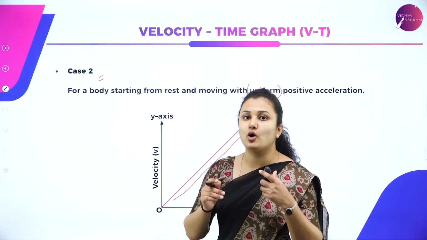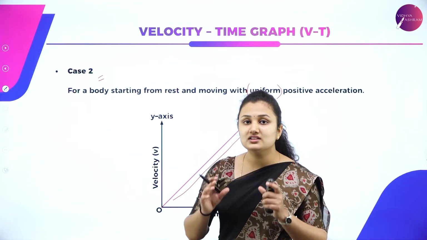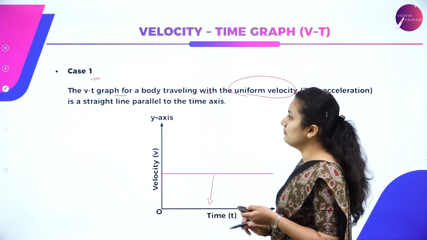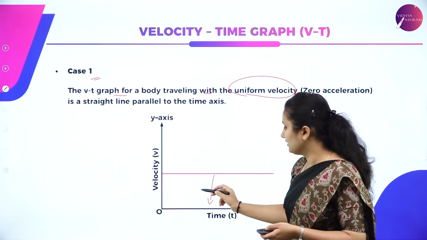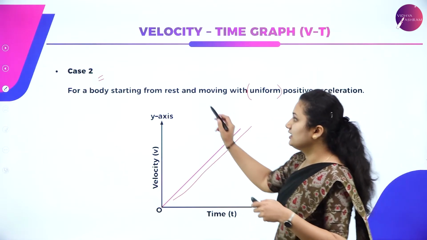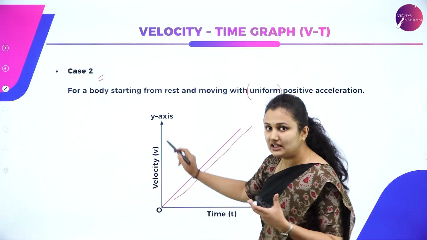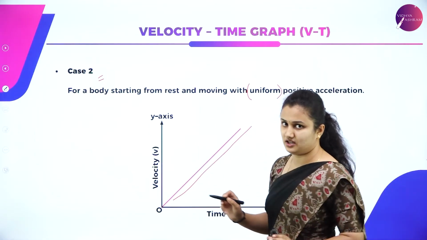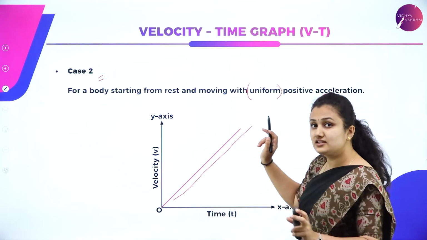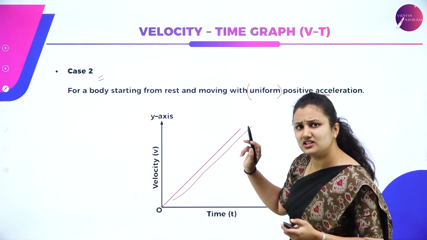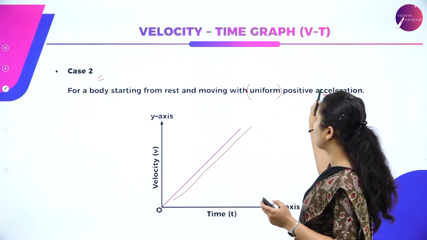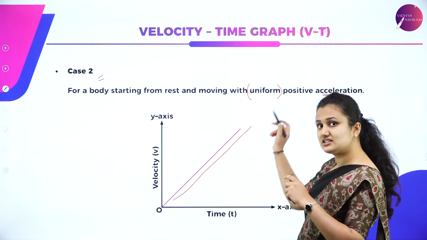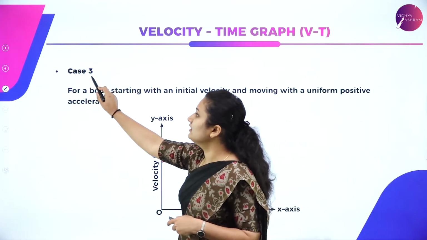What was case 1? The object was moving with uniform velocity. We got a straight line parallel to the time axis. Here we have a body starting from rest and moving with uniform positive acceleration. Why acceleration? Acceleration is nothing but change in velocity by time. So it is uniform positive acceleration. Next, what if there is a decrease or increase in this acceleration? That is explained in case 3.